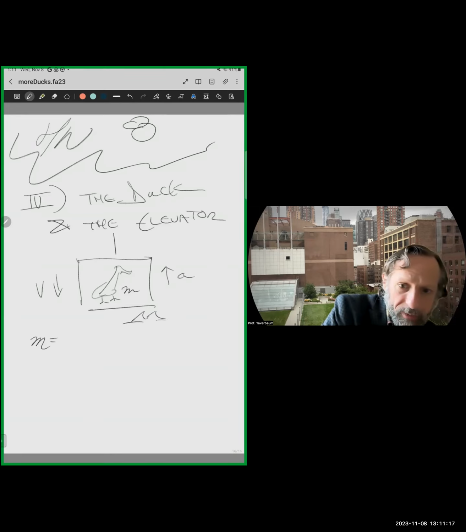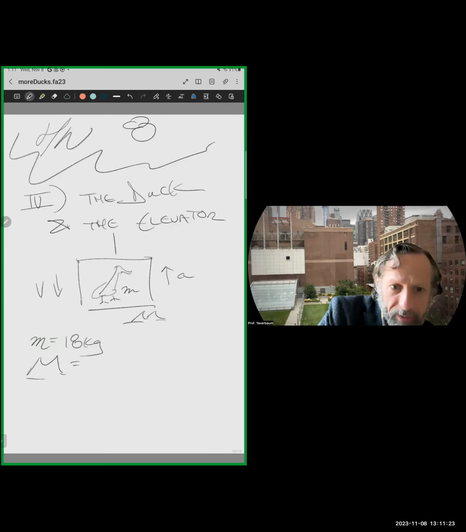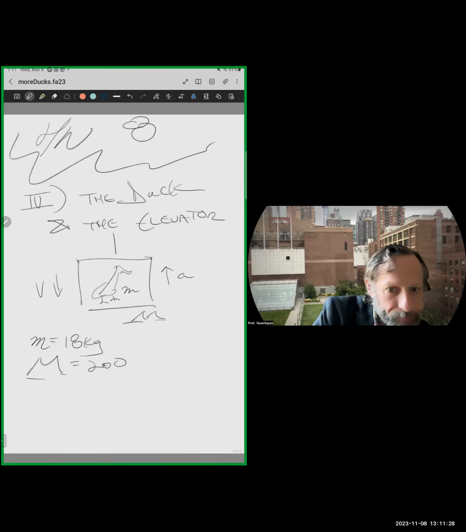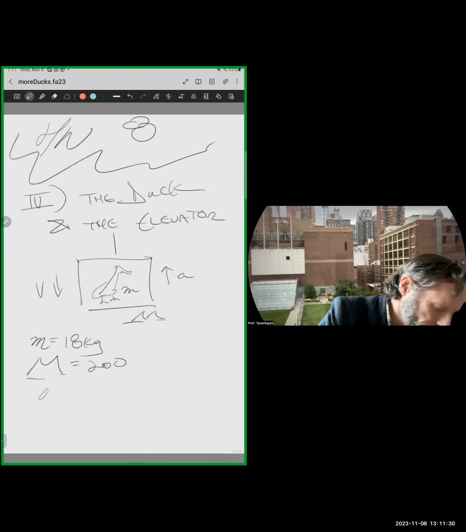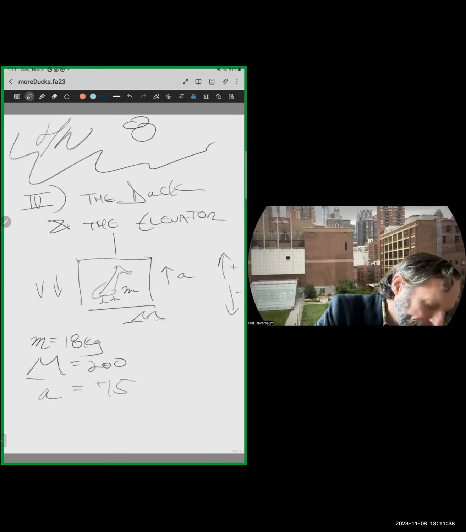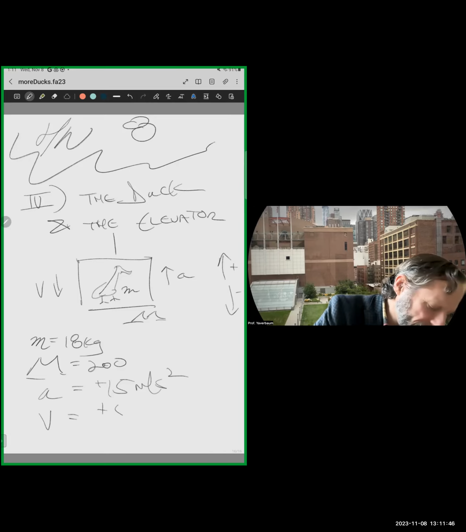The duck has a mass of 18. The whole elevator cage has a much larger mass of 200. You're given an acceleration. Let's call up positive and down negative. The acceleration is going up at 15. The velocity is positive 50.